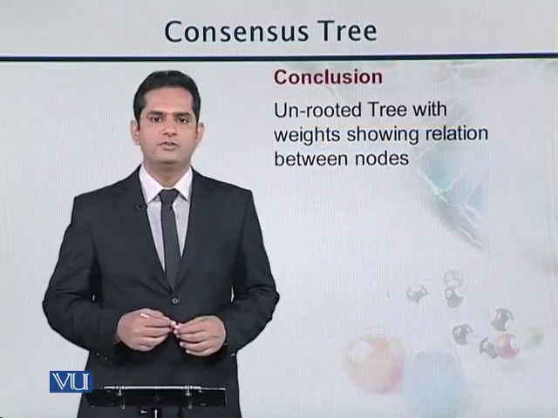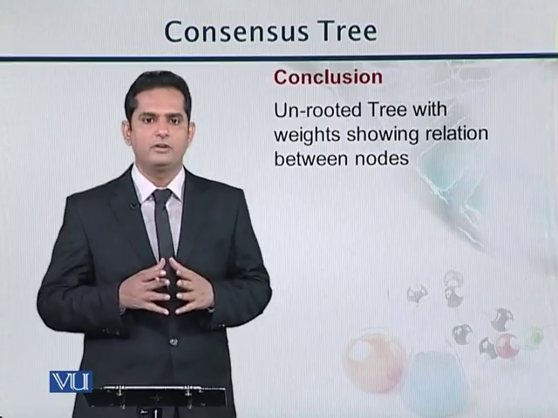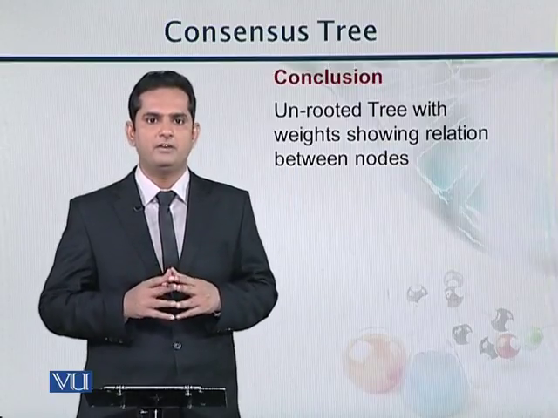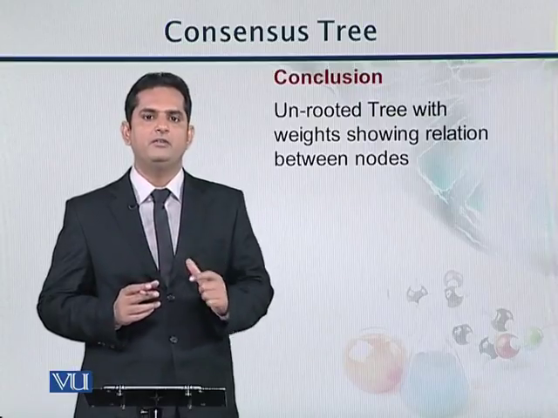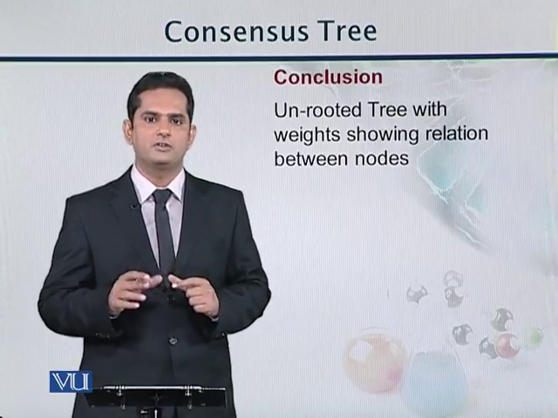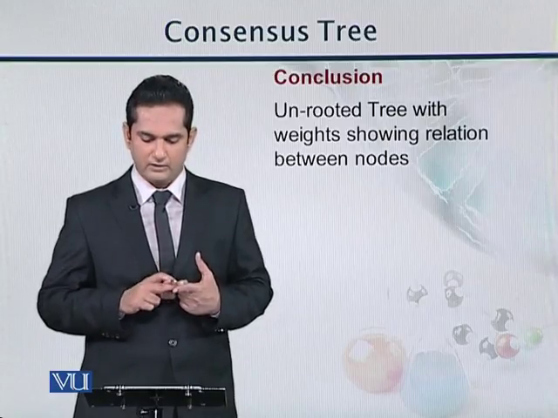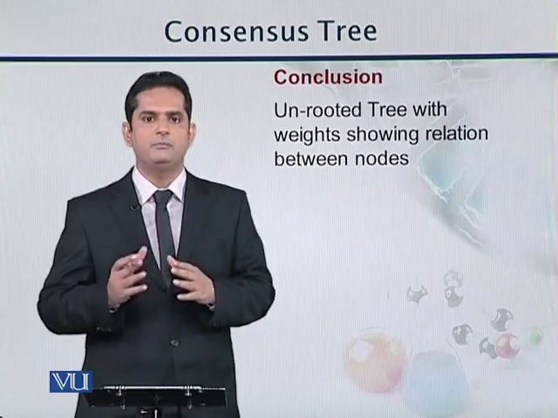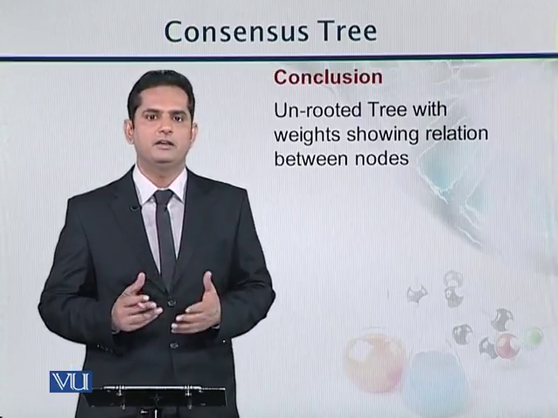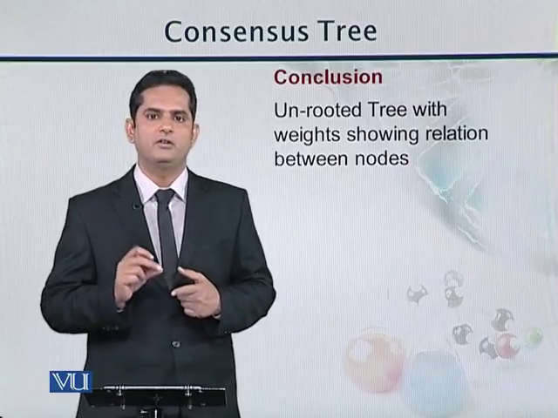So what is the conclusion, or what are the advantages? Number one, we had multiple trees with similar information. We have summarized them and made one tree which is holding all the information as shown by the different trees previously. Then we have an unrooted tree which now has weights, and these weights show the relationship between different nodes. So there are two things. Number one, summarization, and number two, assigning weights to different nodes.